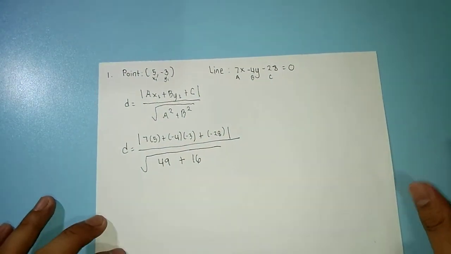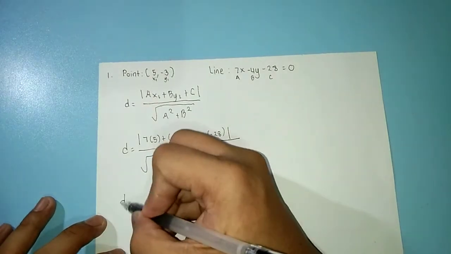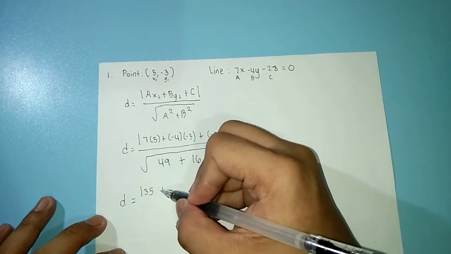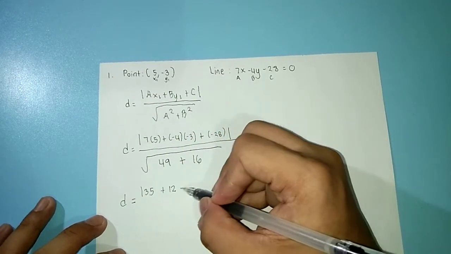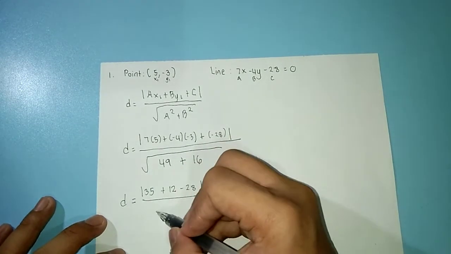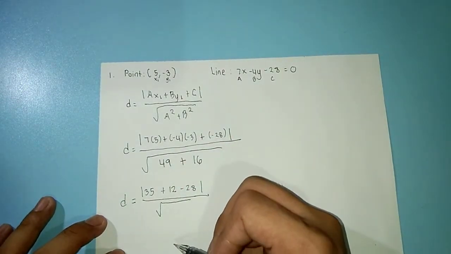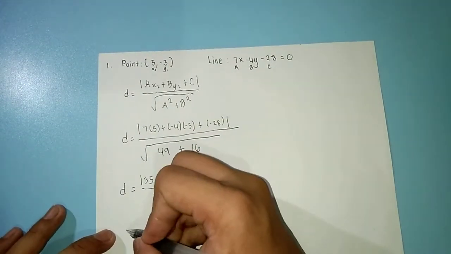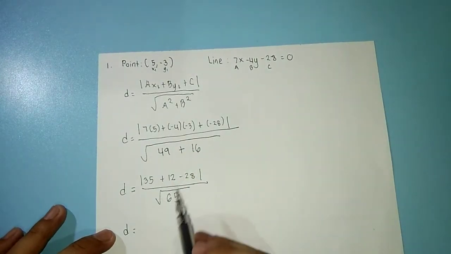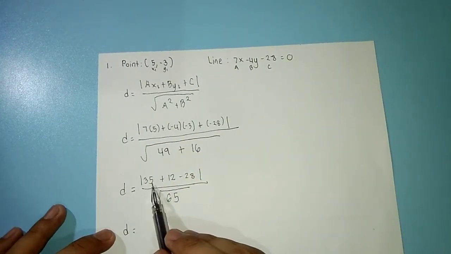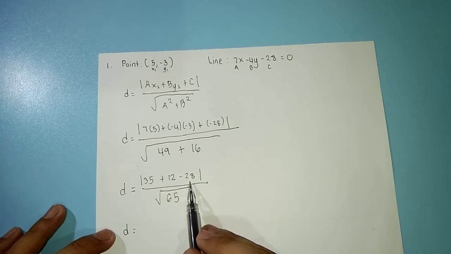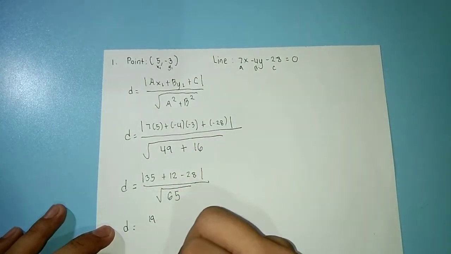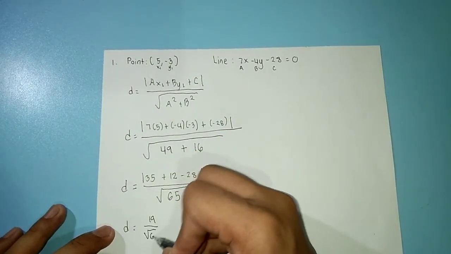Okay? Then, computing lang natin. So, D is equal to, this is 35, this is positive 12, and this is negative 28. Over square root of 49 plus 16, that is 65, no? Okay? So, dito muna tayo. So, 35 plus 12 minus 28. So, ito ay 47. Then, 47 minus 28, that is 19, no? So, positive 19. So, absolute value ng positive 19, that is 19 lang. Over square root of 65.